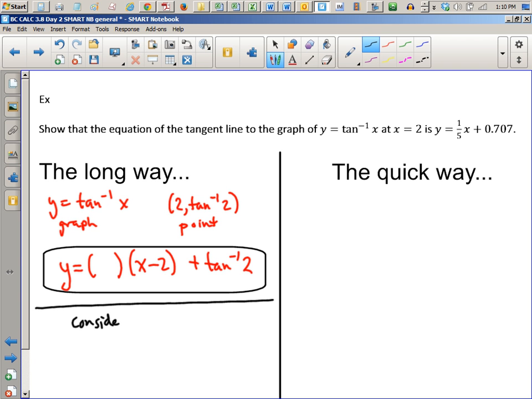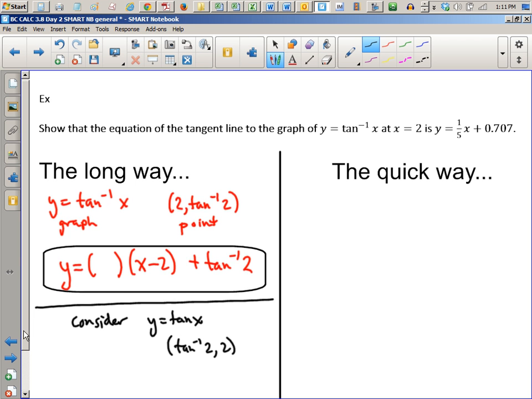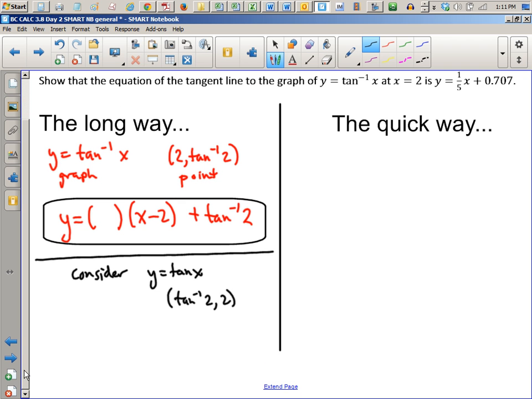Consider instead y equals tan x. That's the inverse, right? But now you should be considering the point arctan 2 comma 2. Okay? So if you're going to consider the inverse function, you need to reverse your coordinates. Do you know how to find the derivative of this one? Yes. Okay, then let's do that.